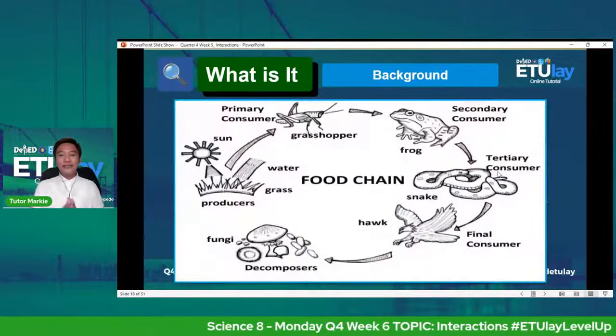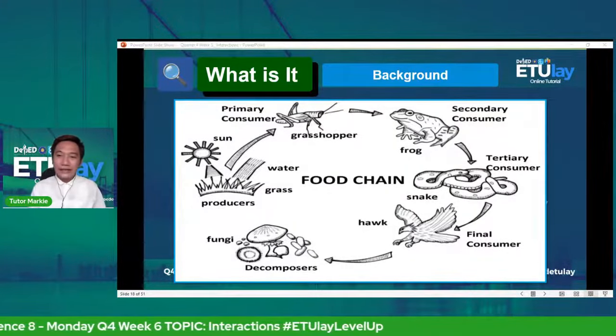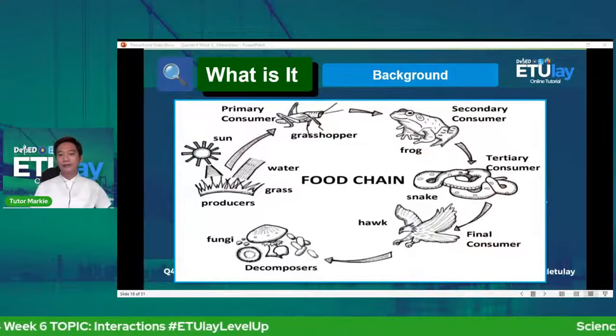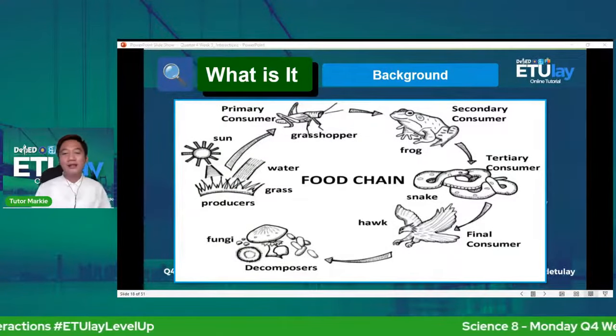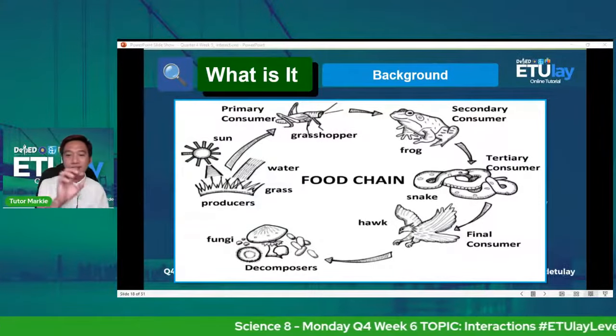Alright, so as you can see here, class, ano yung napapansin nyo dito? So let's see. Ating slide. So we have here food chain. So as you can see, class, food chain, di ba? Kung makikita nyo po, it is such a cycle.